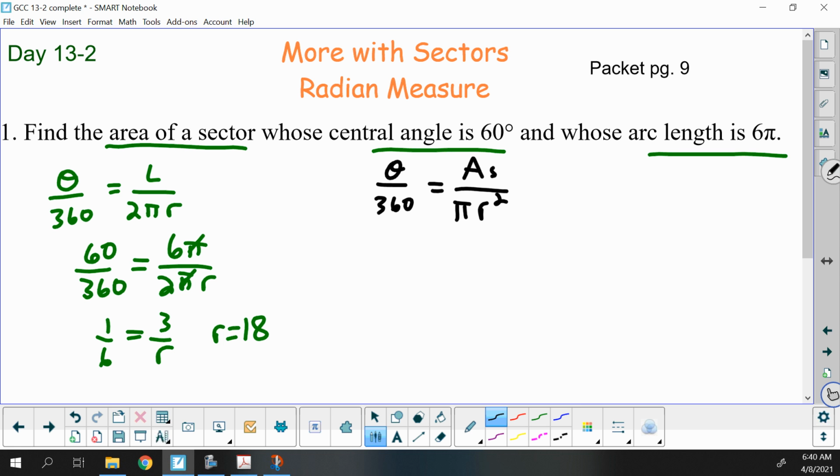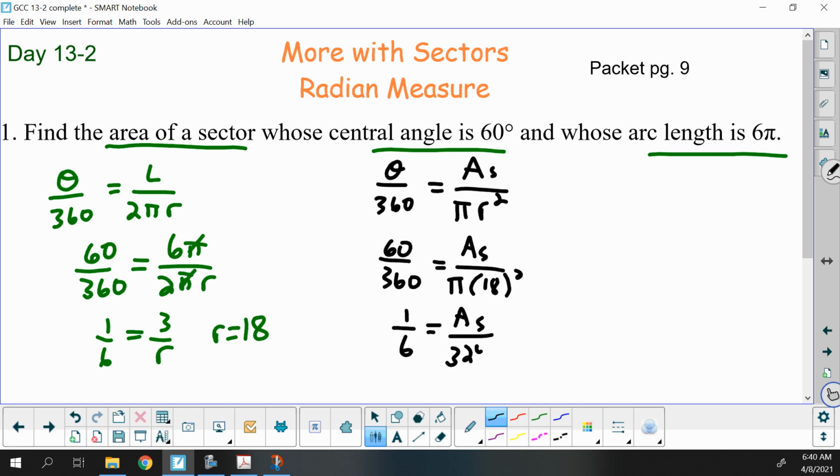So we're looking for the area of the sector, so we'll have 60 over 360 again. We'll have the area of the sector, and we just found that our radius was 18. Well, we know from before that the left reduces to 1/6. And if we square the 18, we get 324 pi.